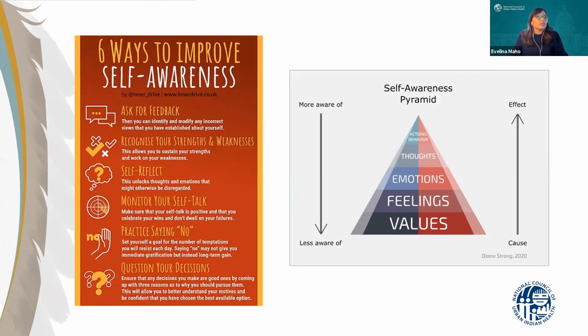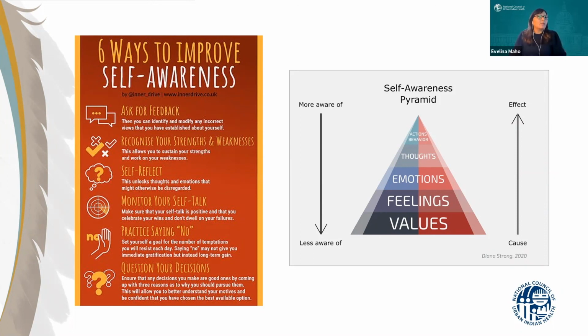I wanted to bring up this important pyramid. It really shows on the right side here. It's the very bottom of the pyramid. Basically, the foundation is your values. Your value system is a really important component of who you are and how you lead and how you participate as a board of directors. Being aware of our feelings, our emotions, our thoughts. And then finally, that really contributes to our actions and the behaviors that we take.